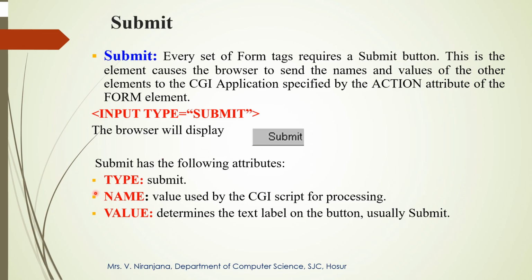Now you can see the attributes associated with the submit. It is type, name, and value. The value determines the text label on the button. For example, in this you can see submit. That is the label. You can give login, log out, or anything according to your requirement. So the value is what appears on top of this button.